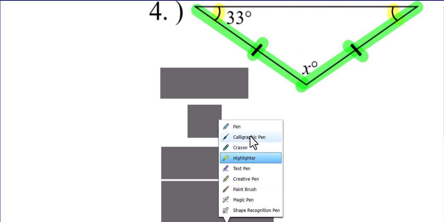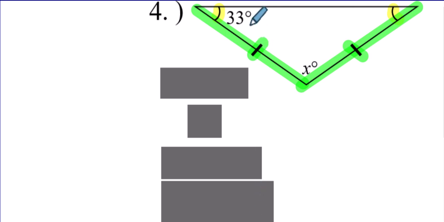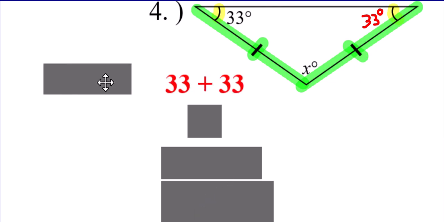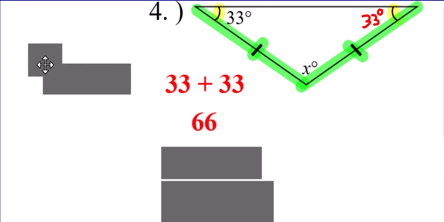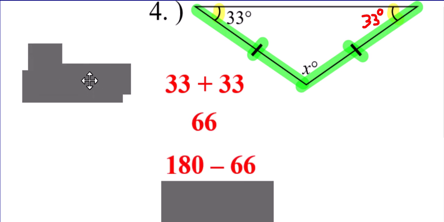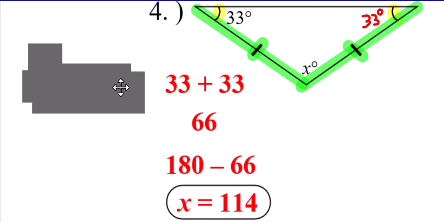So you can go ahead and get your pencil ready. That means if this angle is 33 degrees and this angle is congruent to it, then this angle is also 33 degrees. So we can take 33 plus 33 or 33 times 2. Either way would be fine. That gives you 66 degrees. Subtract it from 180 and you get the measure of x being 114.